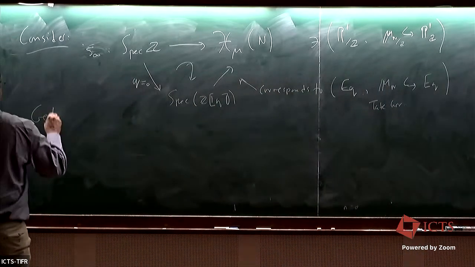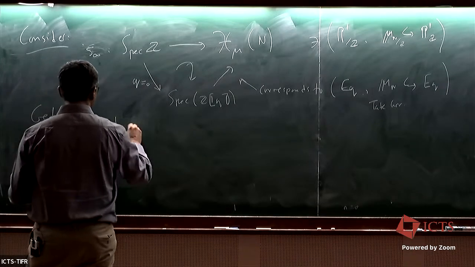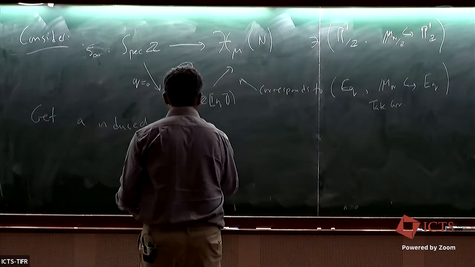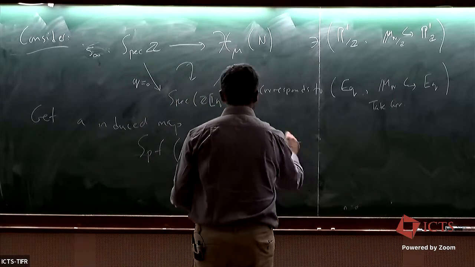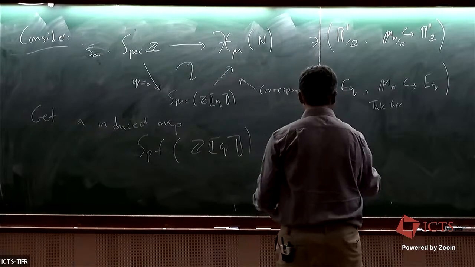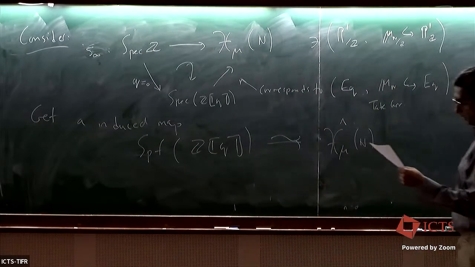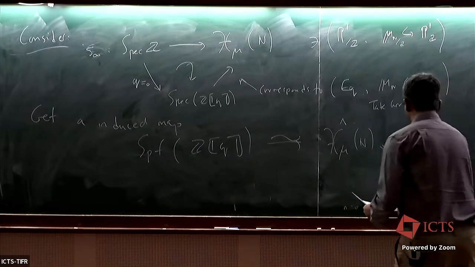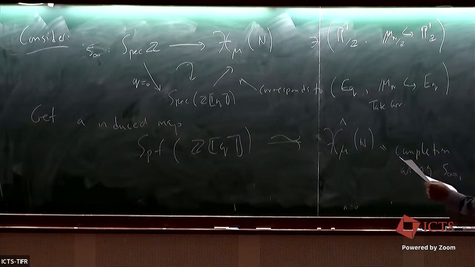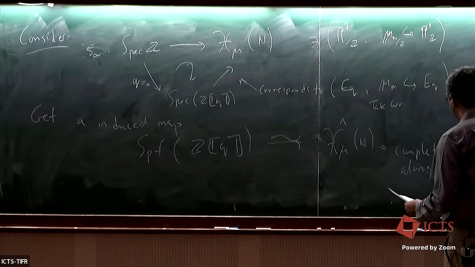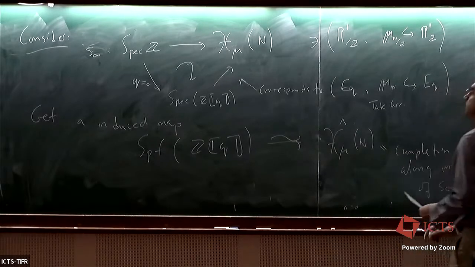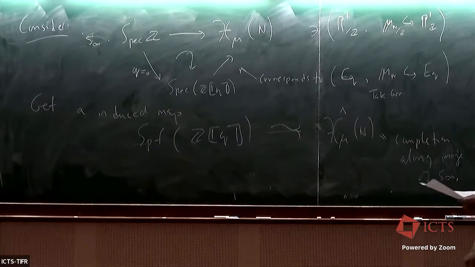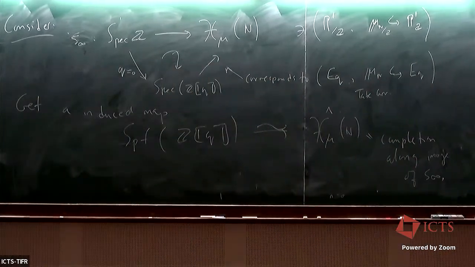So as before, we get an induced map from the formal completion, an isomorphism to X hat mu n, the completion along S infinity, the image of S infinity, the closed immersion. Okay, so we just saw this for n equals 1, but we got some isomorphism like that.